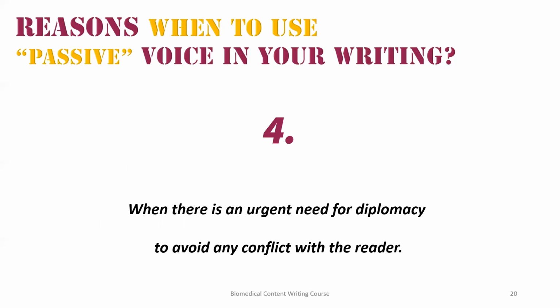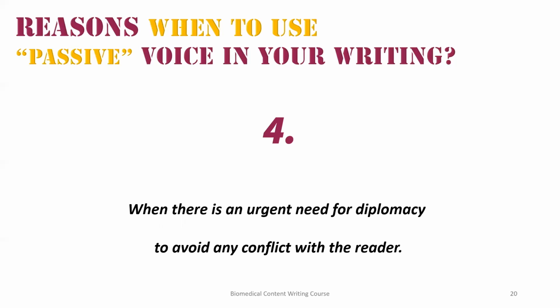Now, this is the fourth reason when to use the passive voice in your writing. The fourth reason says when there is an urgent need for diplomacy to avoid any conflict with the reader. Being in life sciences or the biomedical sciences, sometimes certain things create controversy or a kind of conflict of interest among the readers and the writers. At that point, you cannot directly say some things where you don't want to fight with the reader or annoy the reader. So you have to diplomatically place things so that nobody feels offended by your writing.